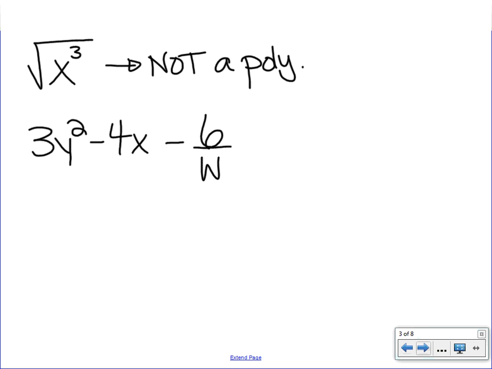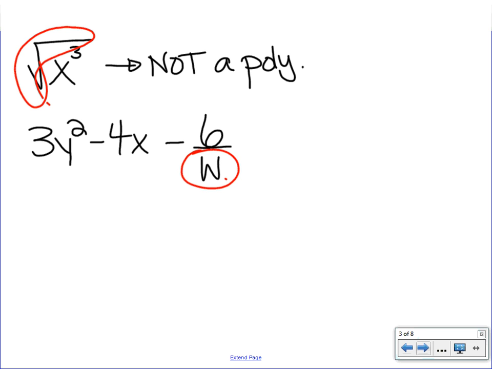As well, what about this one? You'll notice this one has a variable in the denominator. So this is what's wrong with it, whereas this here, it was the radical sign. It couldn't be under a radical sign. Here it is the fact that the variable is in the denominator.